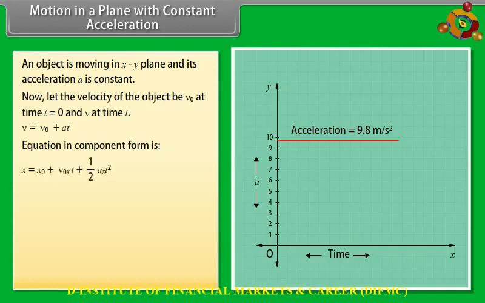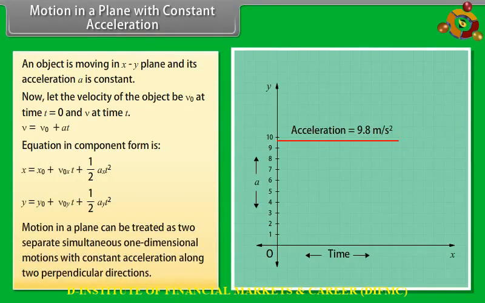We conclude that motion in a plane can be treated as 2 separate simultaneous one-dimensional motions with constant acceleration along 2 perpendicular directions. These results are also valid for 3-dimensional motion.